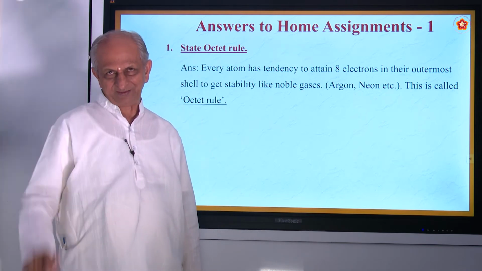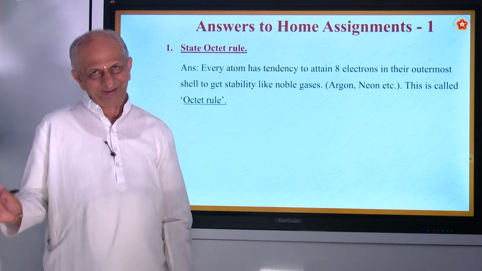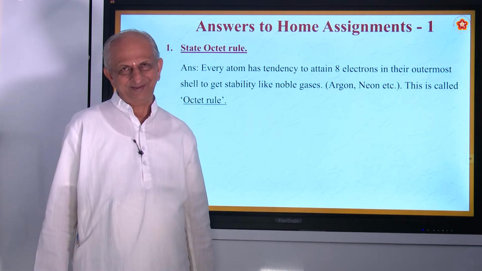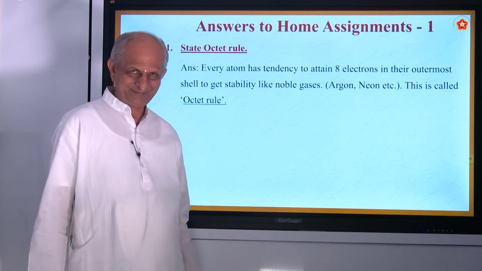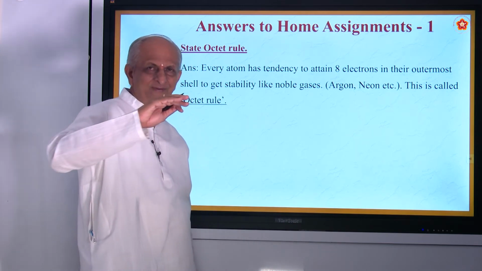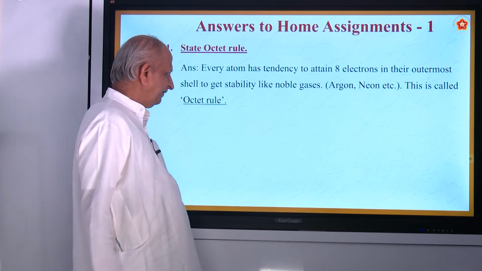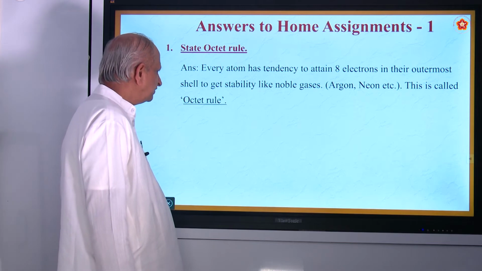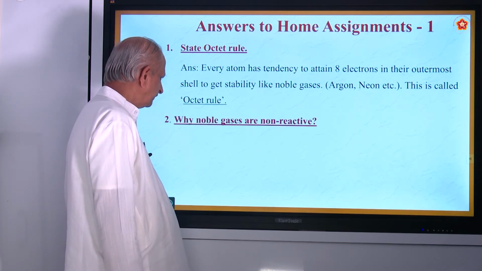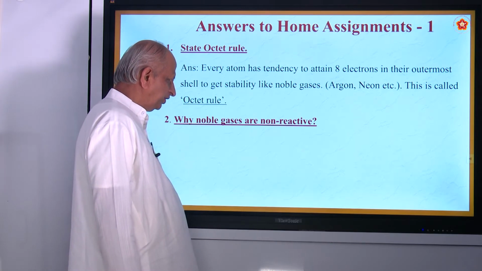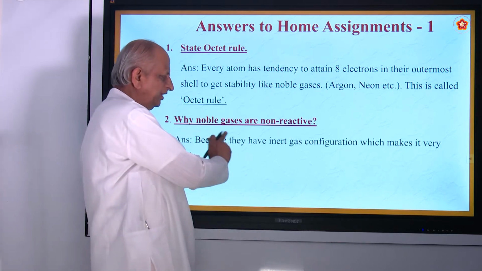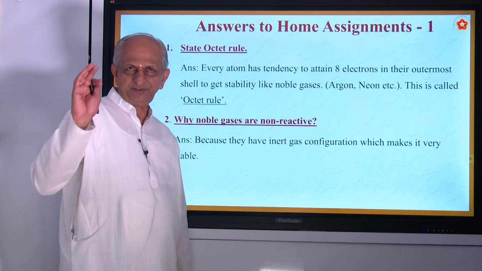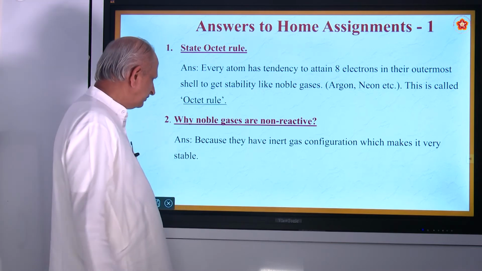They become stable. When the river joins the sea, we will not be able to find out which is sea and which is river. Both will have the same taste of water. And both of them become, you know, stable. Okay? In chemistry also, it is called the octet rule. Why are noble gases non-reactive? Answer is, because they have inert gas configuration, which makes them very stable, meaning having 8 electrons in the outermost orbit.